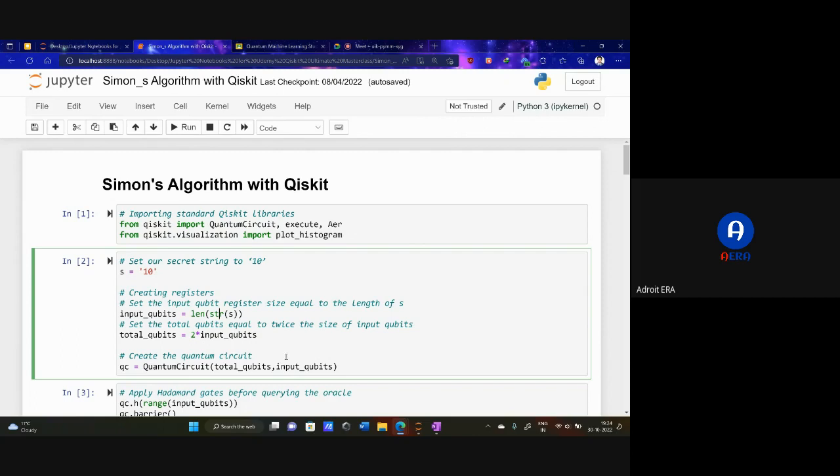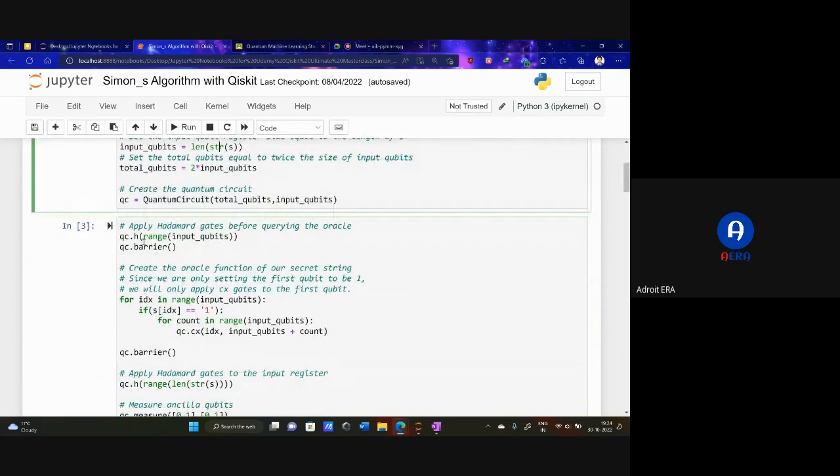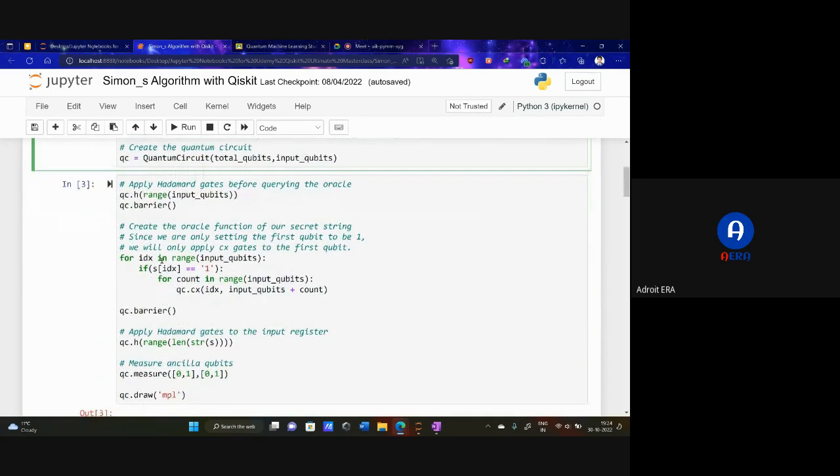This is very much the same as Bernstein-Vazirani, Deutsch and Deutsch-Jozsa, right? So a similar kind of structure, and very easy to understand this code. And then we apply the Hadamard gate to all the input qubits. We put a barrier, and then we create our oracle function. Again, this is also very easy.